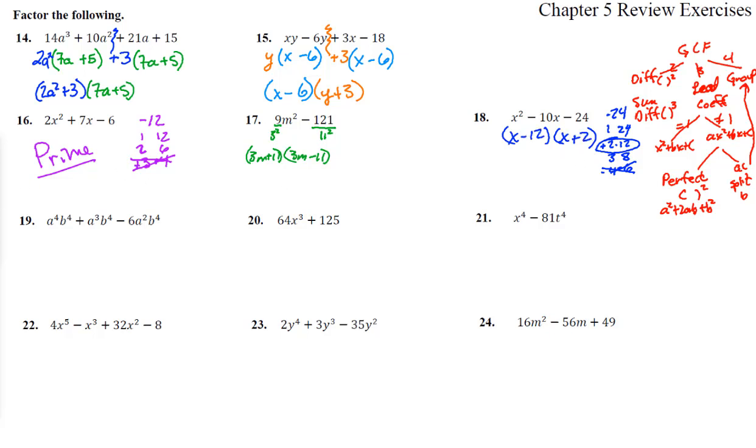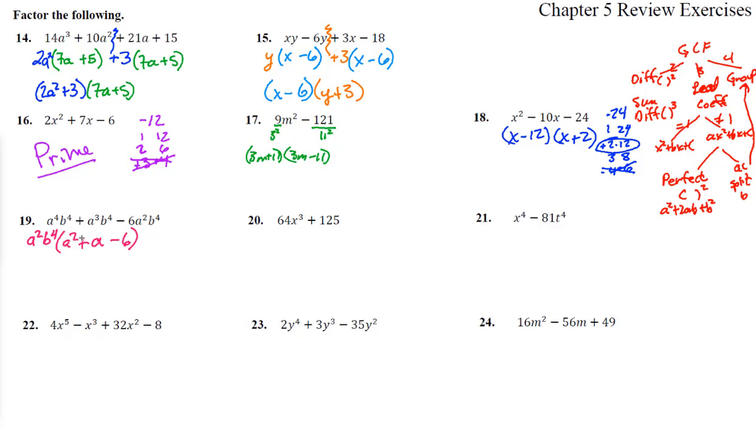All right, number 19. Greatest common factor. Let me see. There's an a in all of them. Yeah, there's an a squared in all of them. And there's a b to the fourth in everything. And so we pull that out and we are left with a squared, we pulled out the b to the fourth, plus a minus 6.